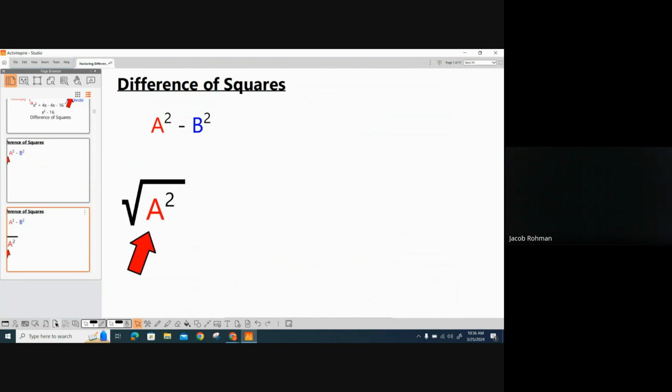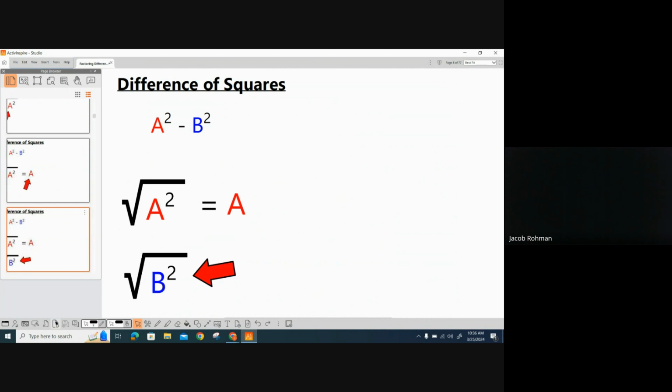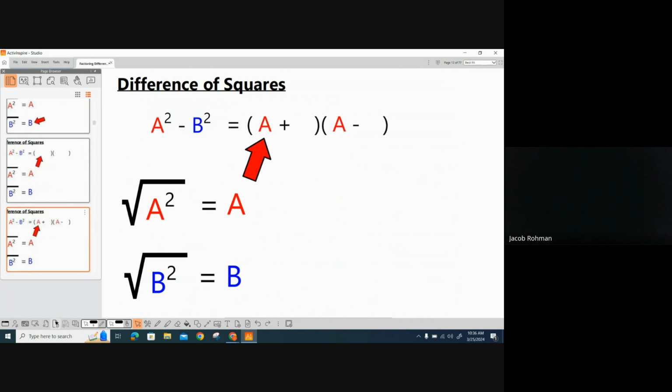When we take the square root of a squared, square root and squaring are opposite operations, so that's going to become a. And if we square root the other term, again, square root and squaring are opposite operations, so this becomes b. Now creating the parentheses for the product of binomials, we're going to put the a, the first term, in the first slot. Then we're going to have a plus minus sign in between, and then we're going to put the b in the second slot. And so this factors into a plus b, a minus b.